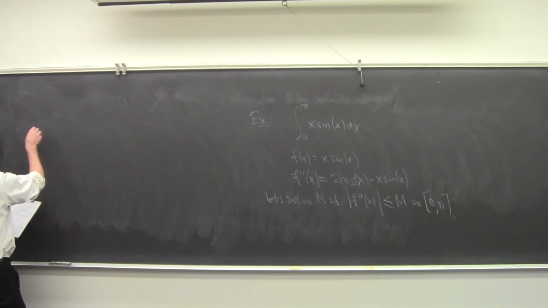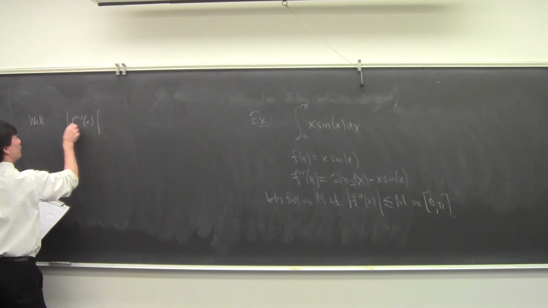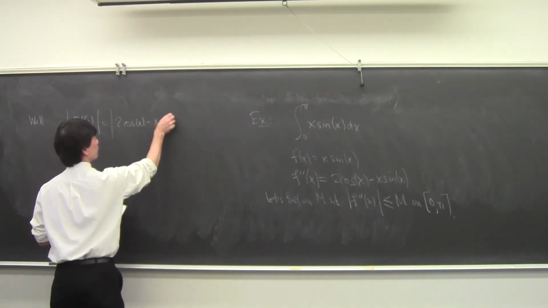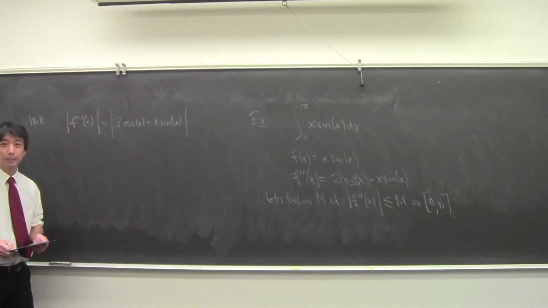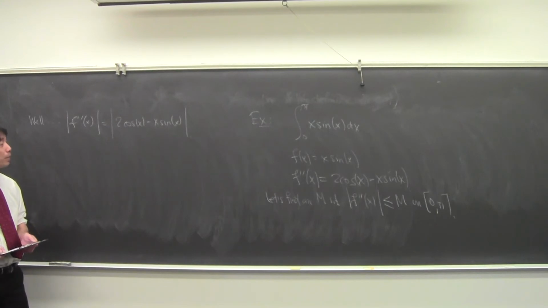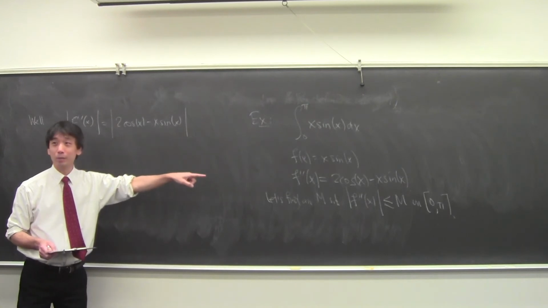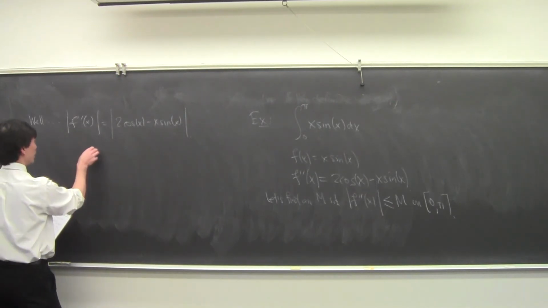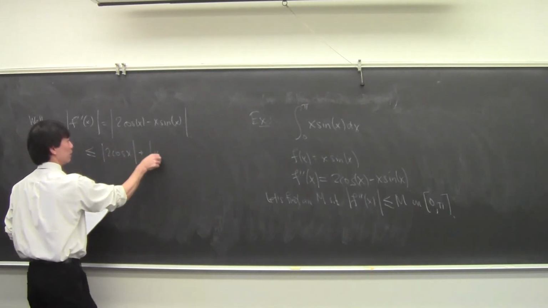Okay, you say, well, let's think. If I look at the absolute value of x double prime, that's the absolute value of 2 cosine x minus x sine x. Sure, right? That's what it is. I just want some number that's bigger than this on my 0 pi interval. So I'm going to do something really coarse: I know that this is smaller than 2 cosine x plus the absolute value of x sine x.